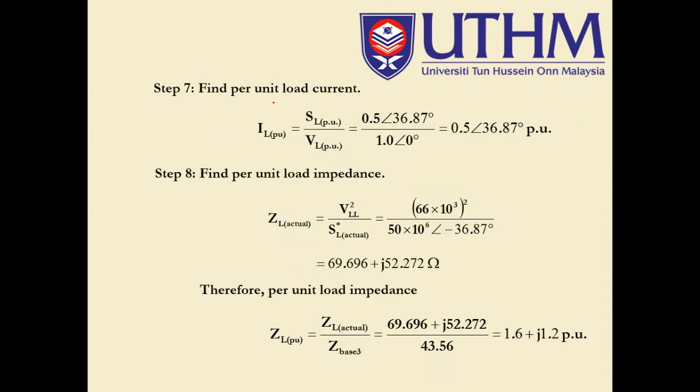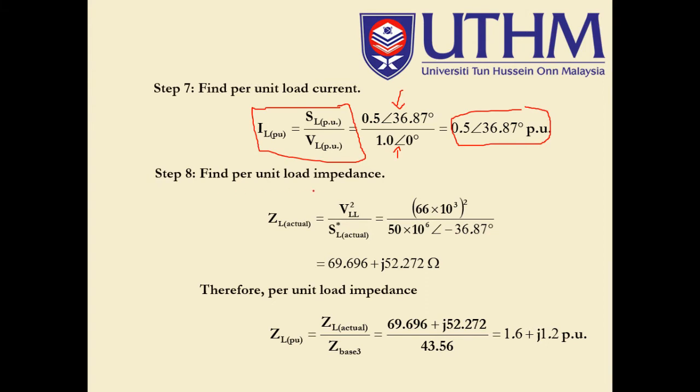So find per unit load current, IL. Okay, this is from Ohm's law. Basically, this is from Ohm's law. So IL equal to SL over V. So this is what we just obtained, and then this is VL we have defined earlier. So giving ILPU equal to 0.5 angle 36.87 PU.